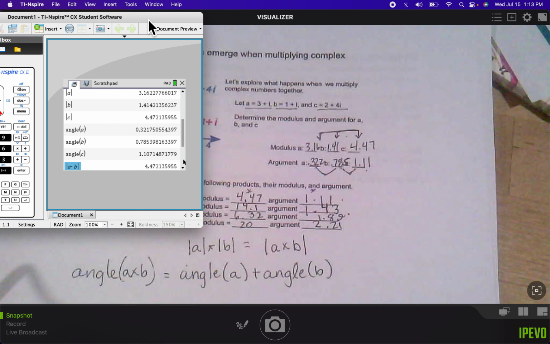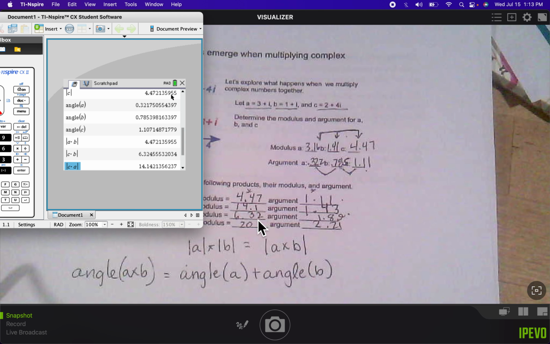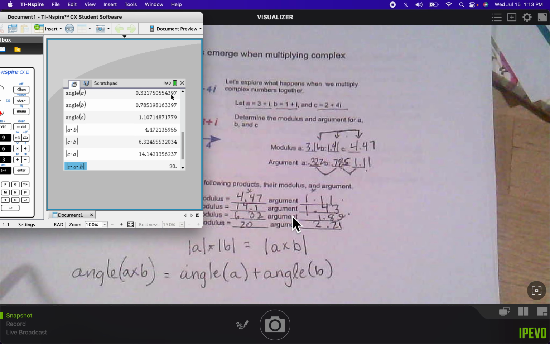So A times B is 4.47. B times C, that's this one down here, is 6.32. And A times C, 14.1. And then the last one here is 20, okay?